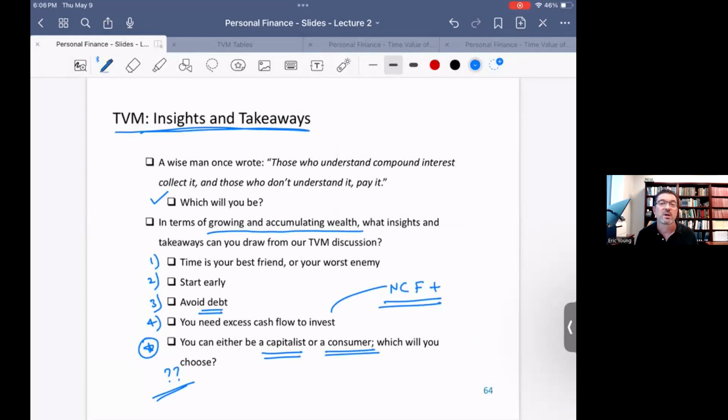If you make the right choice, and you know what my answer is going to be, you be a capitalist. You live below your means. You run net cash flow positive. You pay yourself first. You let time work for you. You can be the millionaire. You can fulfill all those goals that you have. You can start building generational wealth to take care of your descendants down the line.